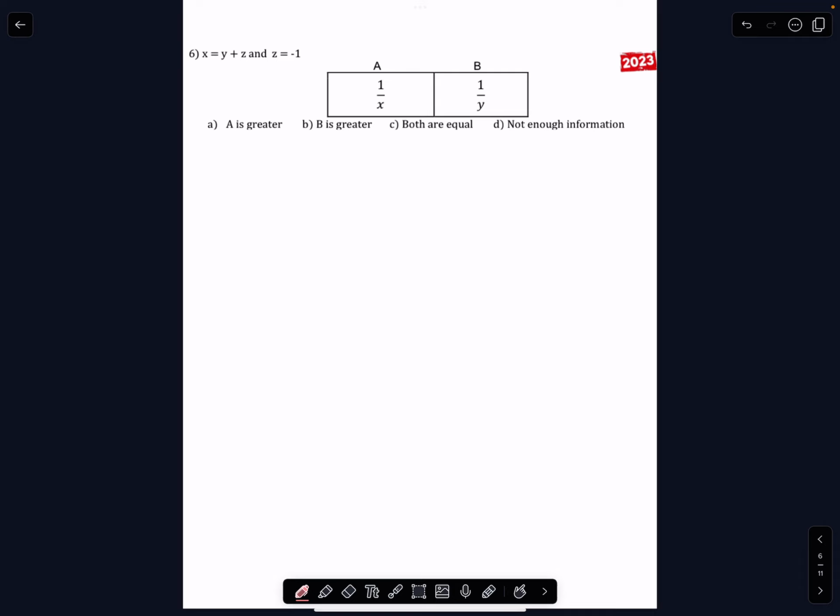Now, for the last question for today, we're given an equation of x equals y plus z, and we're given the value of z, which is -1. Okay, and now we're going to substitute each column into the corresponding variable. All right, so 1 over x equals y plus -1. As you can see here, we're still left with two variables. Now, when you have two variables in an equation that you don't know the value of, there's no way of solving this. So in that case, we are not given enough information because we don't know the value of either x or y, right? And we can't solve this to know which one is greater. So therefore, number 6 is D, not enough information.